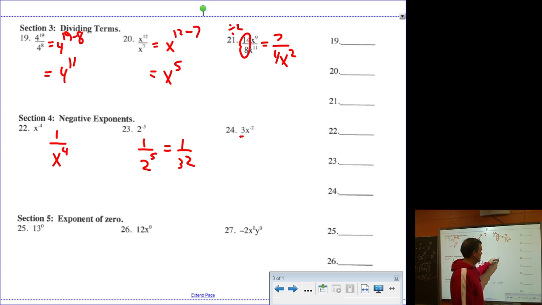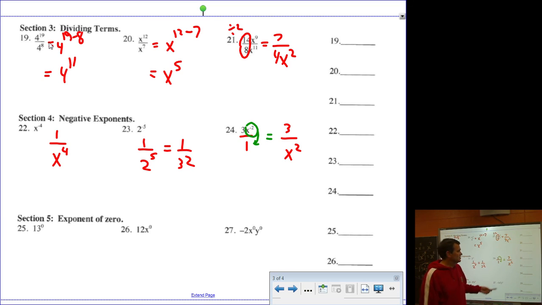Here, I might think about this thing as a fraction. And because the x has a negative exponent on it, that guy moves to the bottom. And I end up with 3 over x to the 2nd. The common thing there is to want to take the 3 and move it with the x, but the 3 does not have an exponent on it, so it's going to stay where it is.